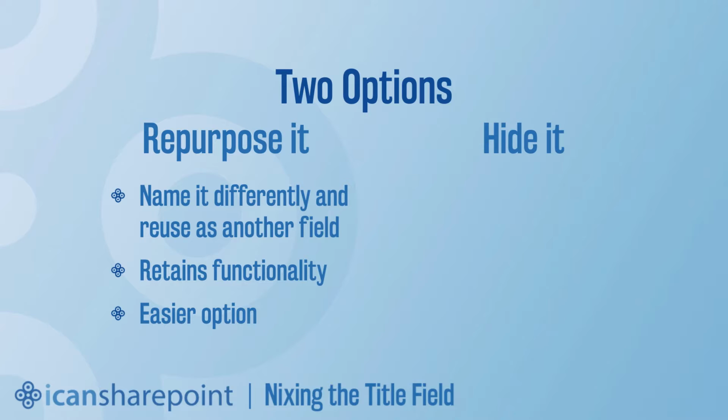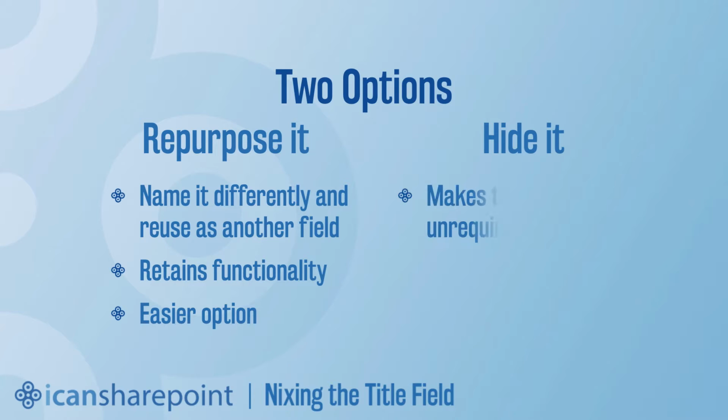One thing about the title field is that when you look at it in a list, it retains the clickable name and the triple dot, the ellipsis button, to open up added details or added functionality. So that's something that you need to consider when you want to do this. Repurposing is also the easier option. It's really just renaming the title field to be something else.